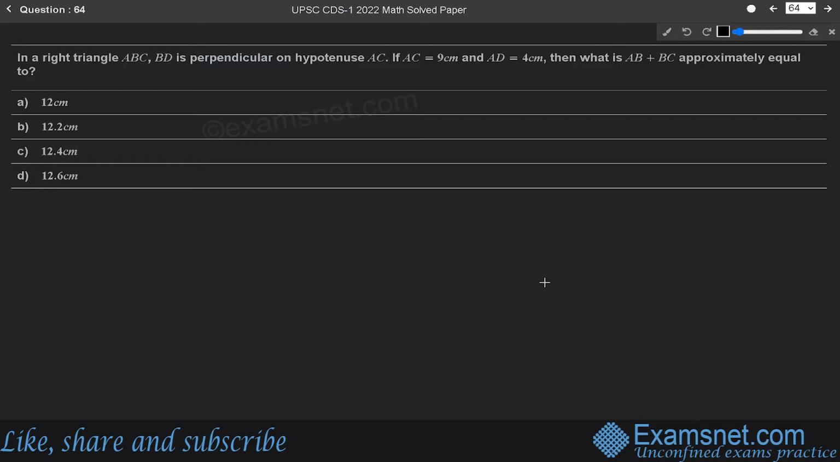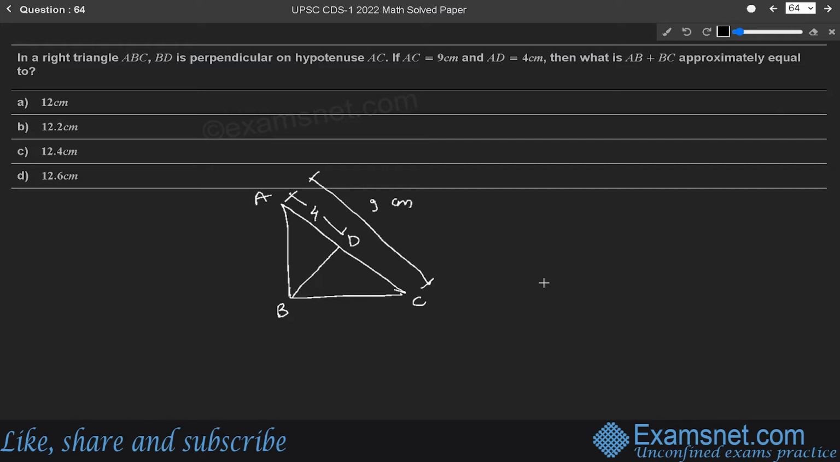So let us understand this by making a diagram. Since it is a right angle triangle, it will be somehow like this. Now let us name it A, B, C and D. According to the question, AD is 4 cm. AC is 9 cm, meaning this whole is 9 cm. And there is a right angle at B.